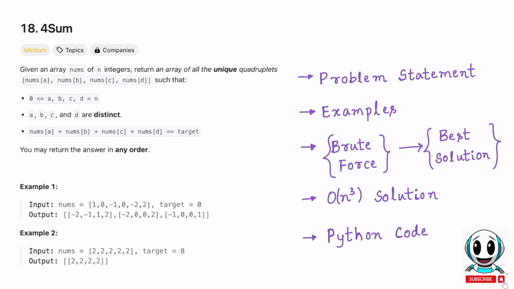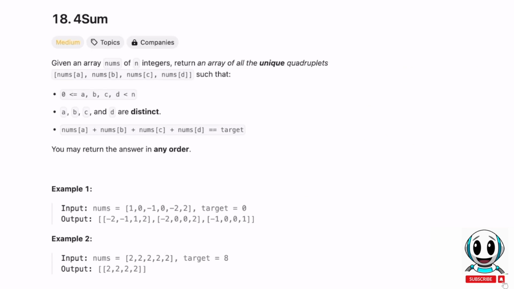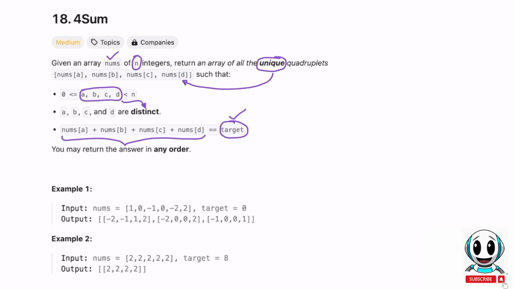Let's start with the problem statement. Given an array nums of n integers, return an array of all the unique quadruplets. A quadruplet is a list of 4 elements, and A, B, C, D are the indices of these elements. These indices are from the original input array, and they have to be distinct. Another constraint to add these quadruplets to the output is the sum of all the elements in a quadruplet has to be equal to target. Let's look at example 2, where the target is 8.